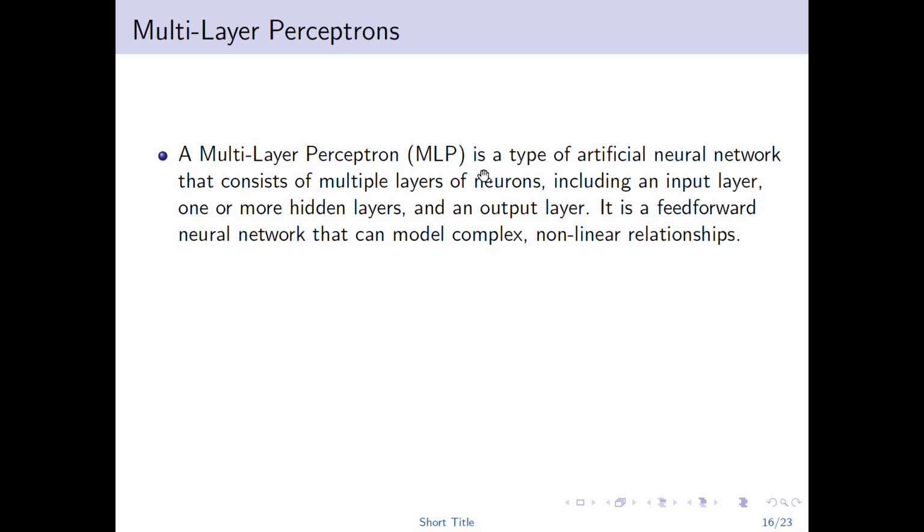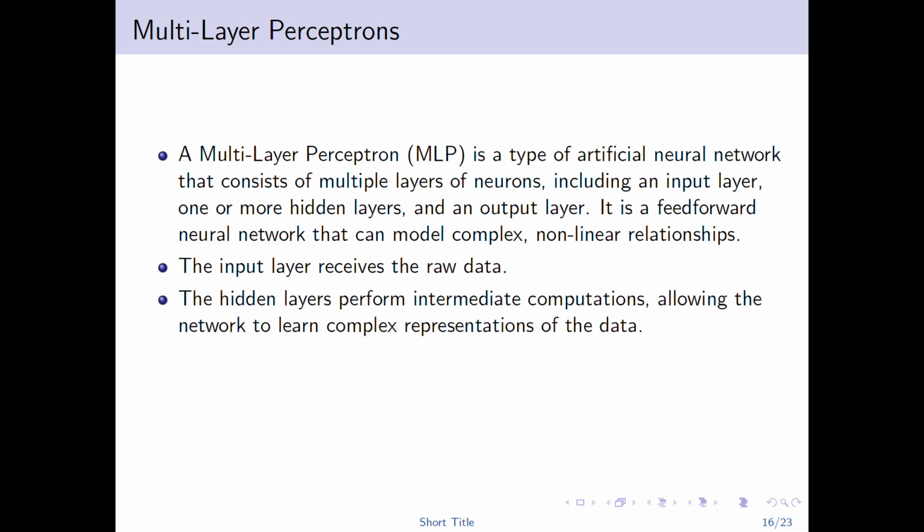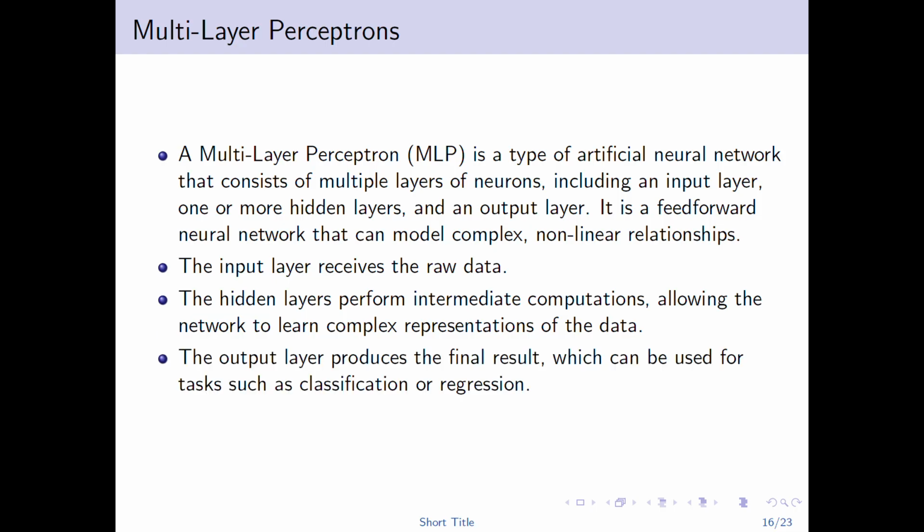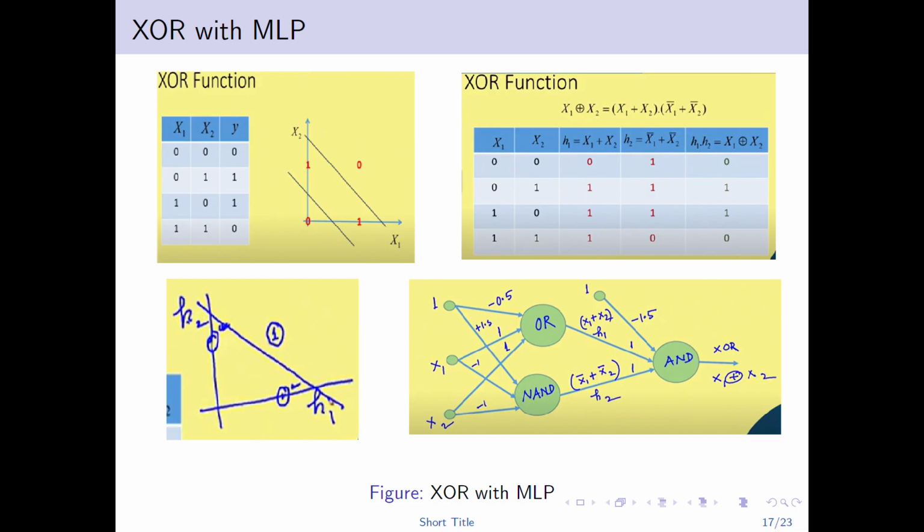So, multi-layer perceptron is a type of artificial neural network that consists of multiple layers of neurons, including an input layer, one or more hidden layers, and an output layer. It is a feed-forward neural network that can model complex and non-linear relationships. The input layer receives the raw data. What are the functions of the hidden layer? The hidden layer performs intermediate computations, allowing the network to learn complex representations of the data. Then the output layer produces the final result, which can be used for tasks such as classification or regression.